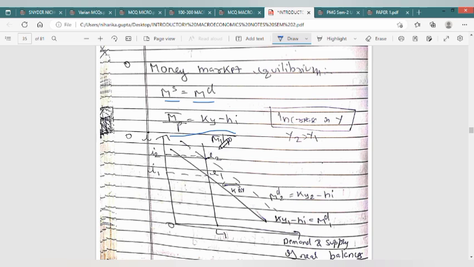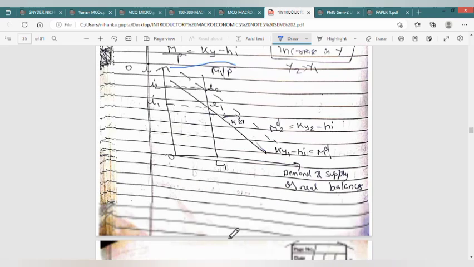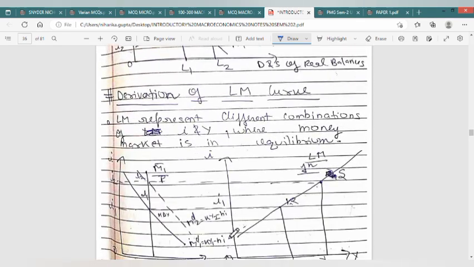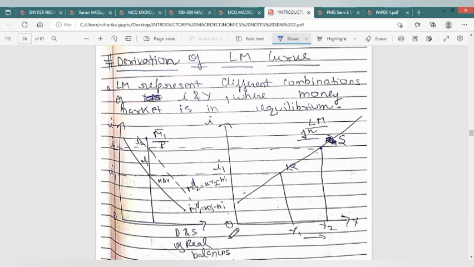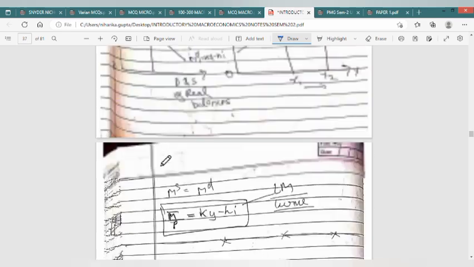Now we have money market equilibrium as MS equals MD. We write both the equations, and we have the I space, interest rate space, and demand and supply of real money balances. The money supply is given as usual, M upon P bar. And we have a downward sloping money demand function, KY minus HI. And we have the equilibrium at E1, where I1 is the equilibrium interest rate, and L1 is the equilibrium demand for real money balances. Now we'll be straight away moving to the derivation of the LM curve.